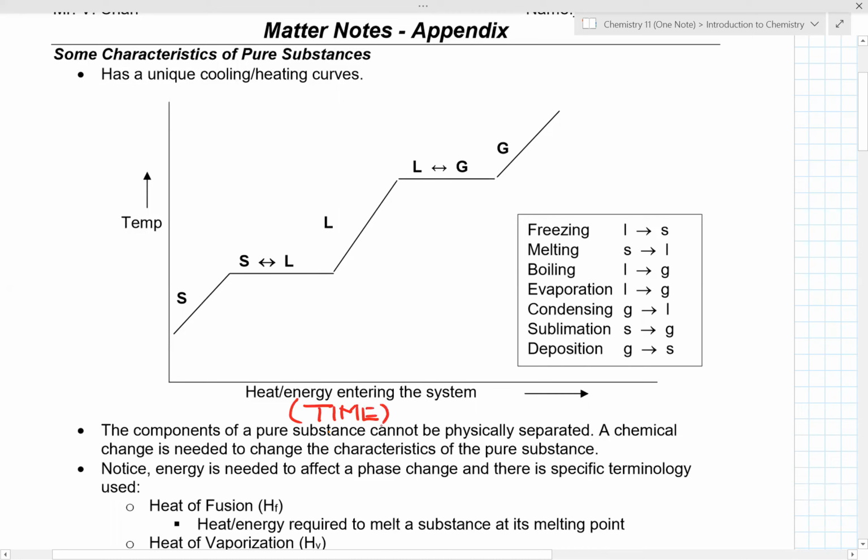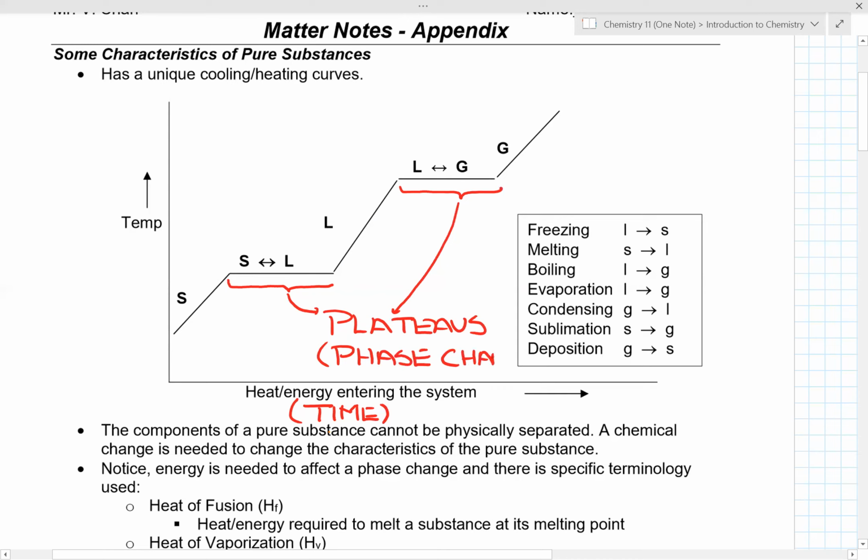What you will notice is that in a heating or cooling curve of a pure substance, you will get these plateaus. And these plateaus are where we have our phase changes. What you will notice is during those phase changes, the temperature remains constant.